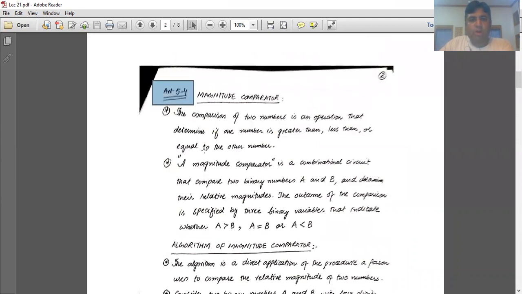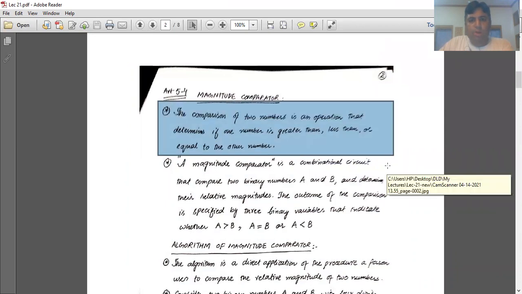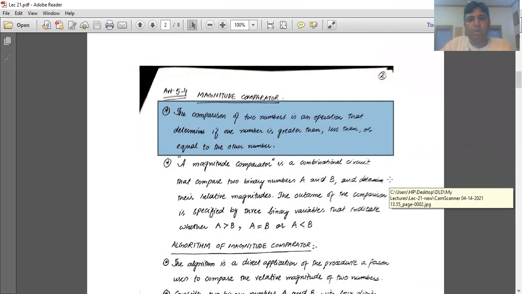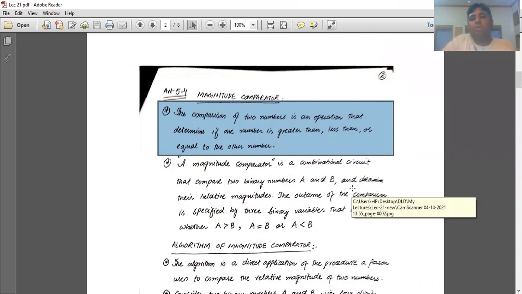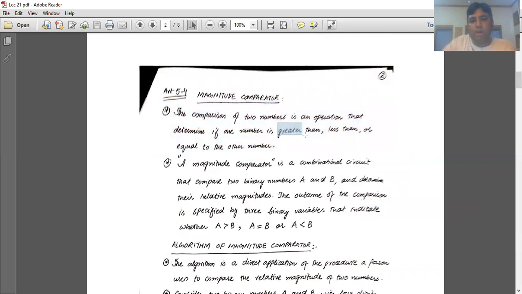Okay, next we have a magnitude comparator, Article 5.4. What is a magnitude comparator? The comparison of two numbers is an operation that determines if one number is greater than, less than, or equal to the other number. So a magnitude comparator basically compares two numbers and tells you whether one number is greater than or less than or equal to the other number.